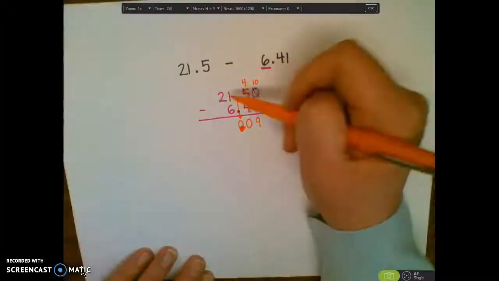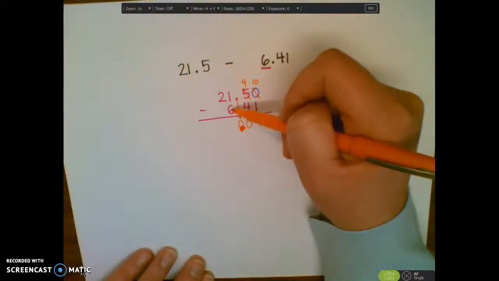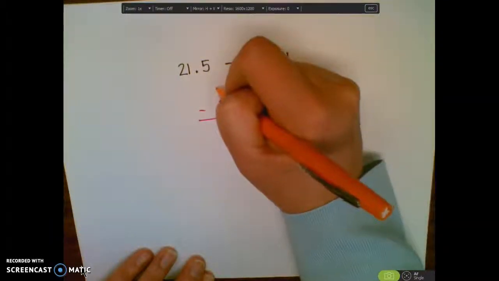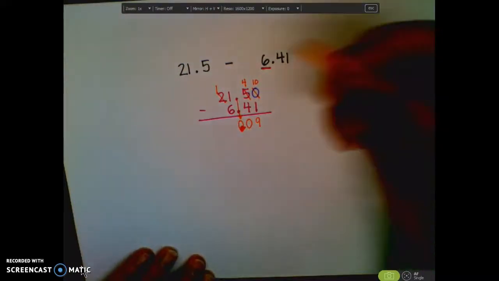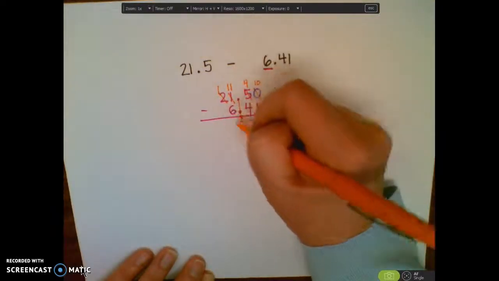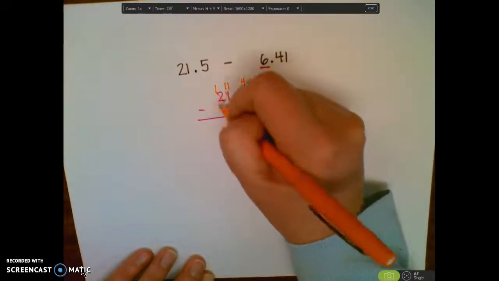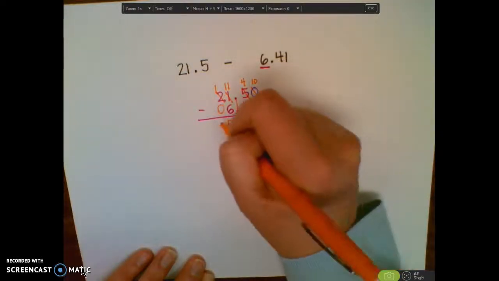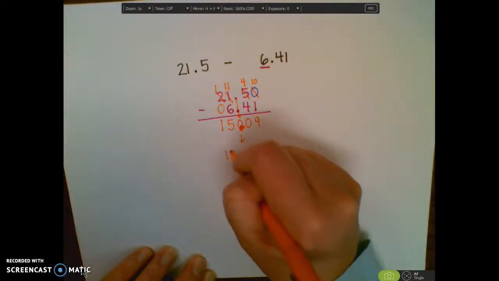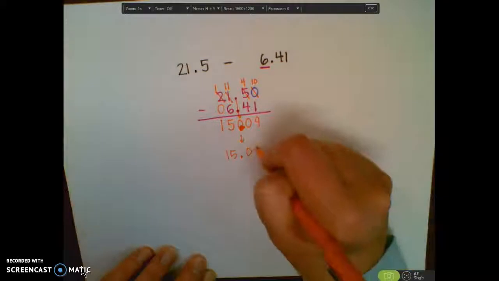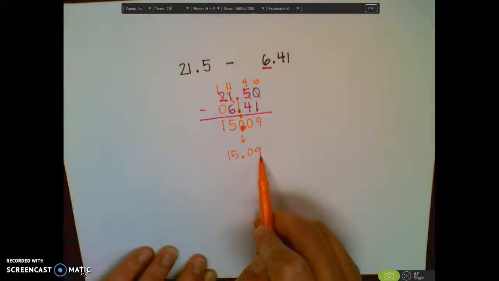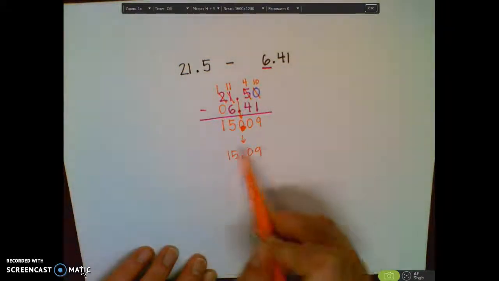Sorry about that. And now I can't do 1 minus 6. So again, I have to do some regrouping. So I'm going to go over here to the 2 and borrow a set of 10s from the 2. So now I have 1 set of 10s. And since I brought a 10 over to the 1, 10 plus 1 is now 11. So 11 minus 6 is 5. And 1 minus 0 is 1. So my answer, let's rewrite this a little bit better because this does not look very nice. My answer is 15 and 9 hundredths. Okay? And so now I have my answer when I subtract.